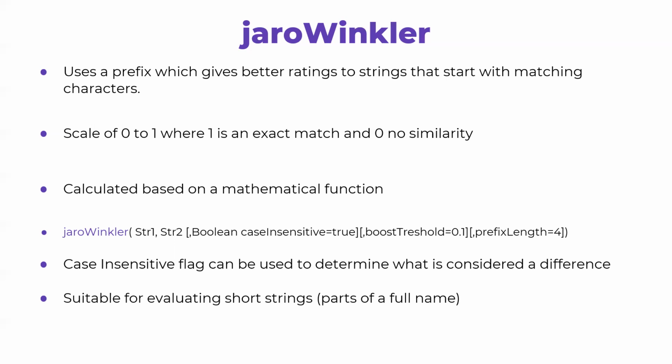But within Ataccama, you can use the expression by providing the two strings, and then you have the 3 optional parameters that have already been set for you. First is the usual case insensitive flag. Then we have the boost threshold and the prefix length that have been chosen to be the ideal numbers for the Jaro-Winkler function, which is 0.1, and a prefix length of 4. So Jaro-Winkler, similar to the other fuzzy matching rules, is also suitable for evaluating short strings. And the distance is actually calculated by taking 1 minus the Jaro-Winkler similarity score.